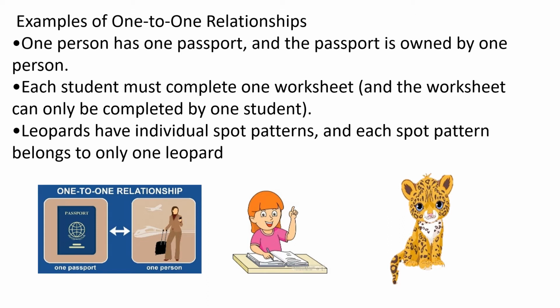Next, we have leopards have individual spot patterns and each spot pattern belongs to only one leopard. So another example also is having a girlfriend only belong to one man and also having a boyfriend only belongs to one woman. So only one, it's not possible that his girlfriend is also the girlfriend of his friend, or the girlfriend of another person. So, it is no longer a one-to-one function.